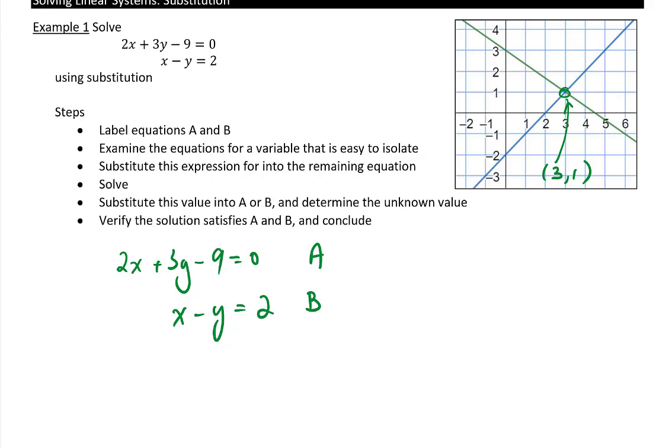Step 2, I'm going to examine both equations for a variable that's easy to isolate. When I look at the two equations, if you look closely at equation B, we see that the coefficient in front of x is 1, and the coefficient in front of y is negative 1. Those would be the easiest to isolate for. Where the coefficient is 1, that means you won't have to do any division. So let's isolate B for x.